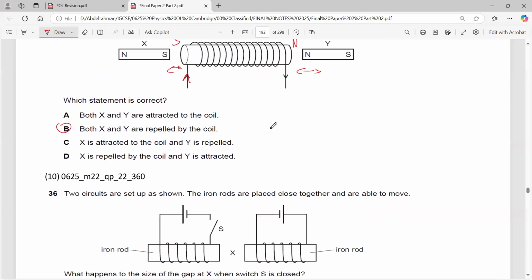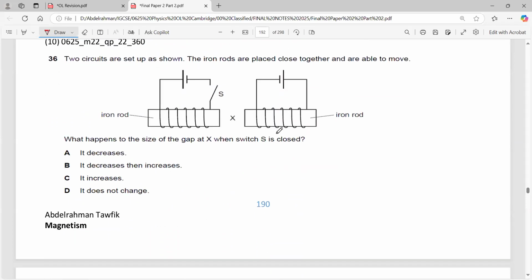Okay, I guess we have other questions. Yes, two circuits are set up. What happens to the size of the gap at X when switch S is closed? Okay, for this question again, can I use the Fleming's left hand rule? Sorry, the right hand rule grip. Can I use the right hand rule grip? Yes, definitely I can use the right hand rule grip.